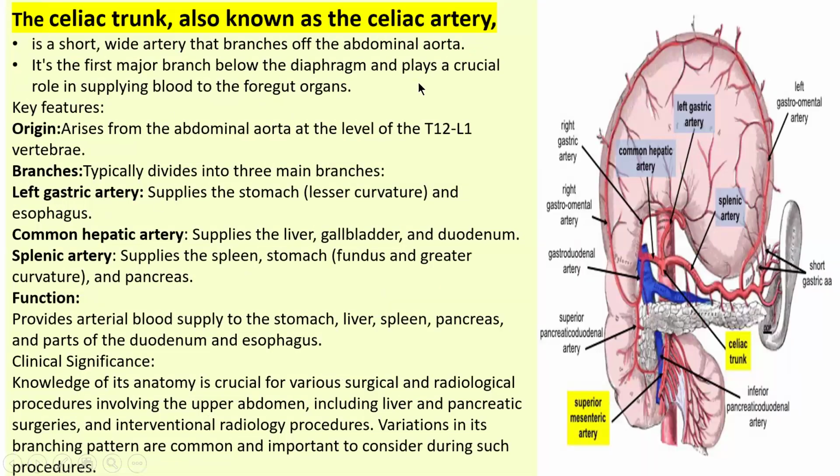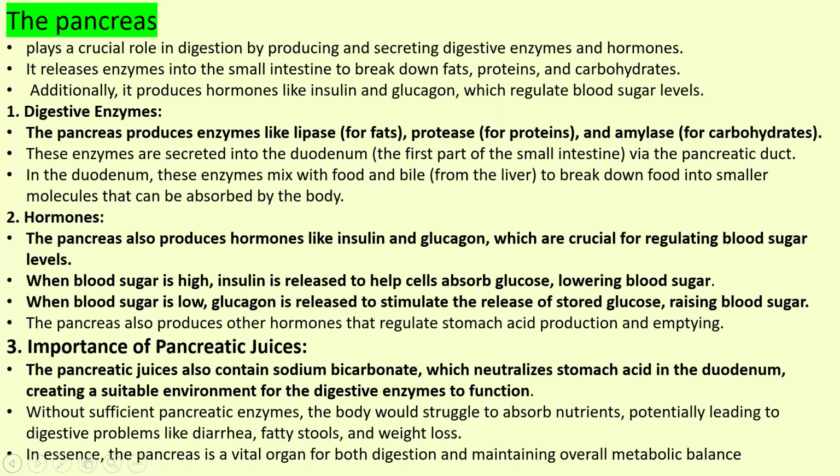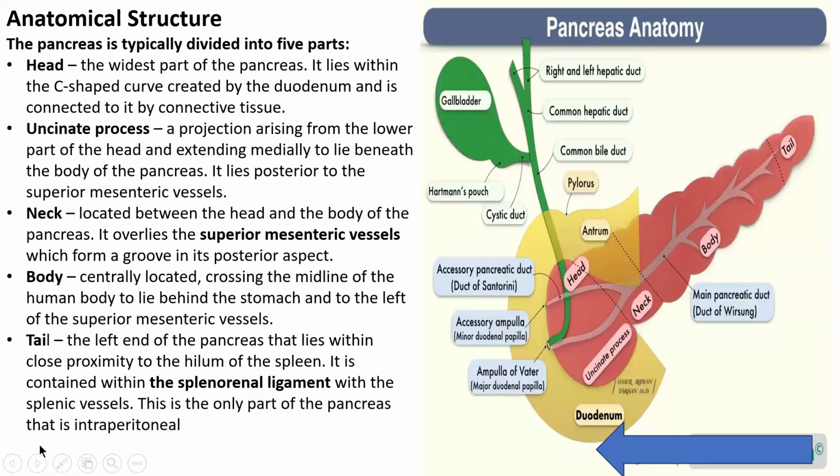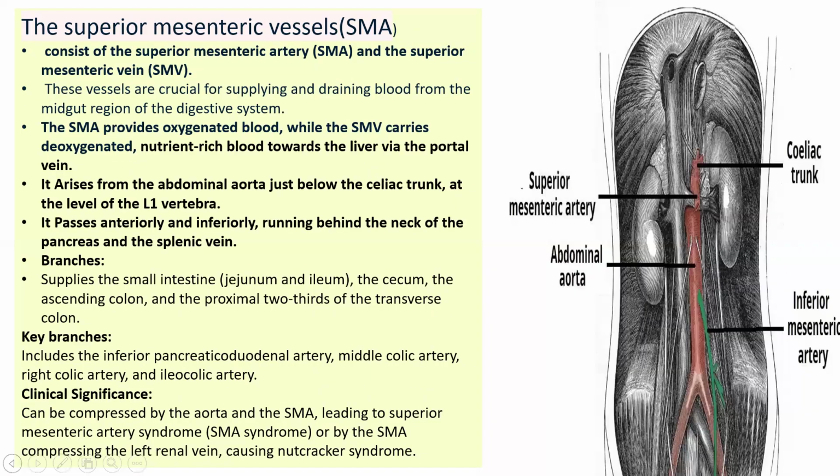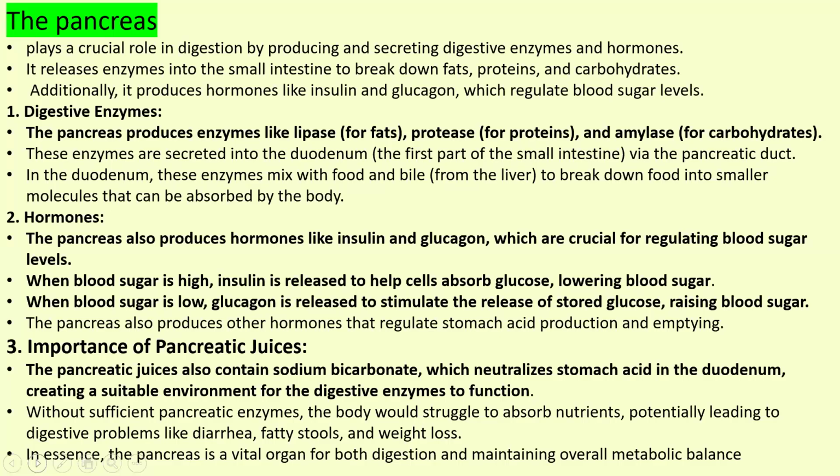Celiac trunk, I explained celiac trunk. Look at the image. The superior mesenteric artery, SMA, arises from the abdominal aorta. Look at the image, just below the celiac trunk at the level of L1 vertebrae.